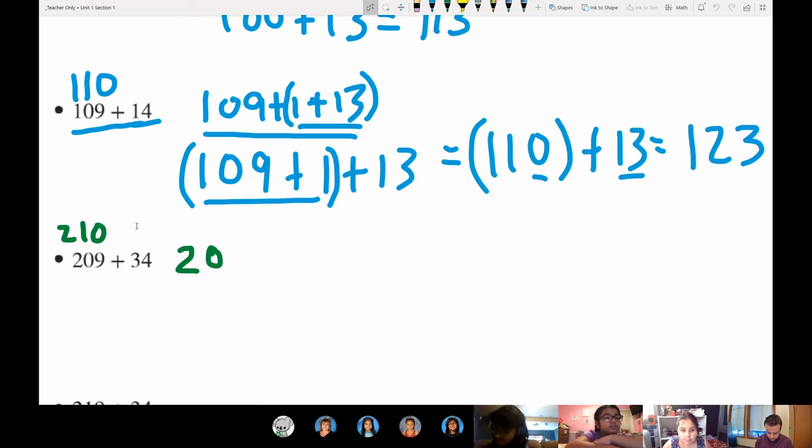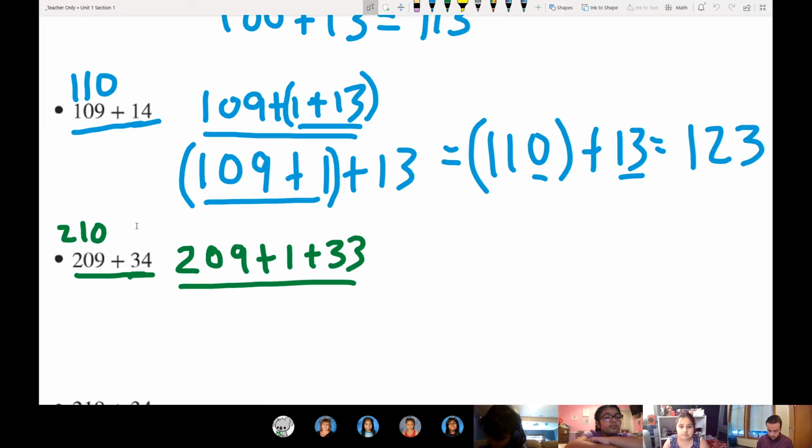But if we have 209, okay, and we're trying to get to 210, what do we add to 209 to get to 210? Plus 1. Right, so we're adding 1 to that. Now this 1 has to come from somewhere, and it came from this 34. So if we took away one of the ones from 34, what's 34 become? 33. Exactly.